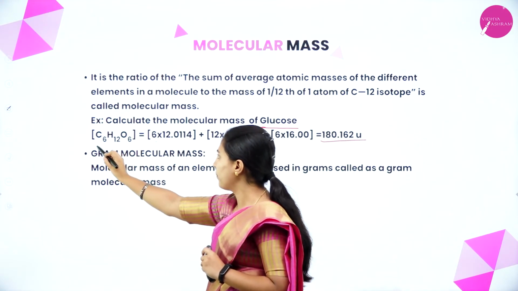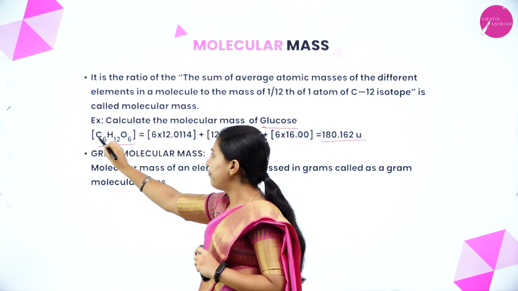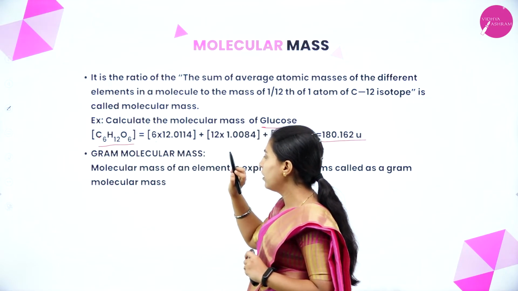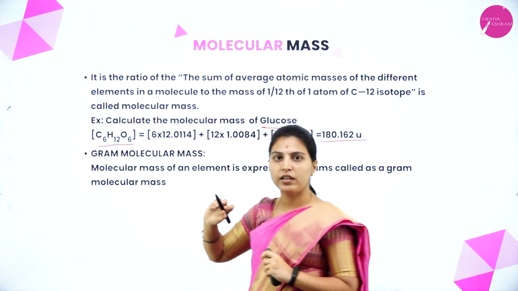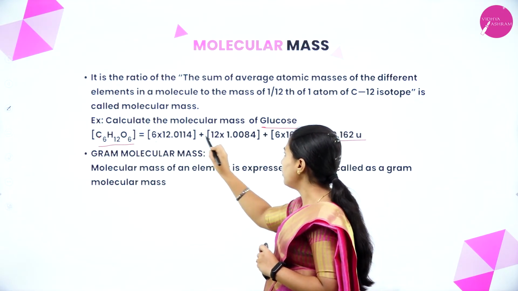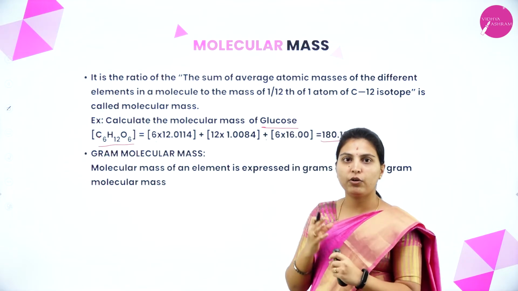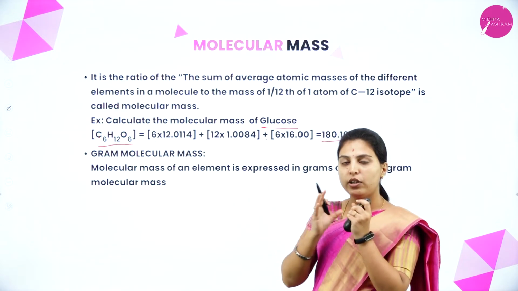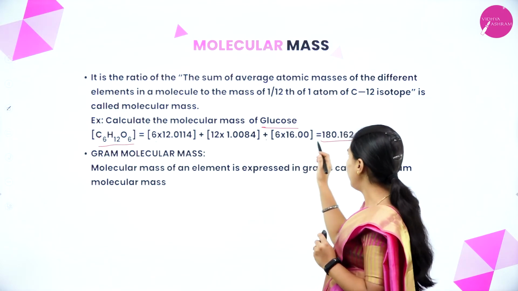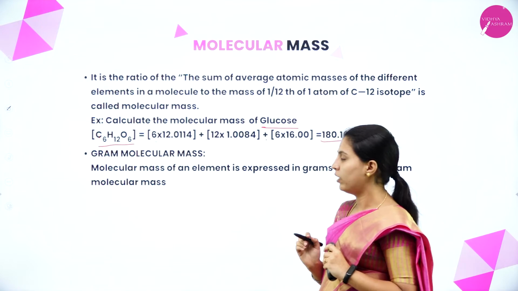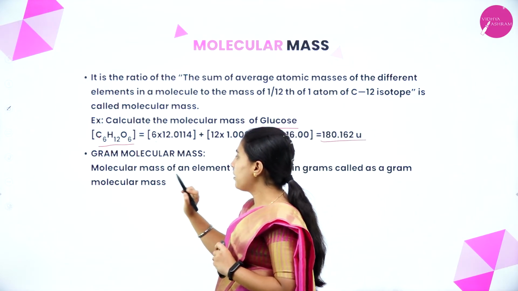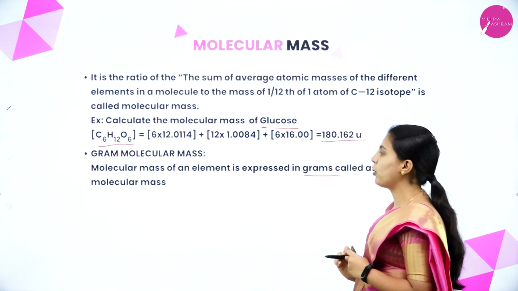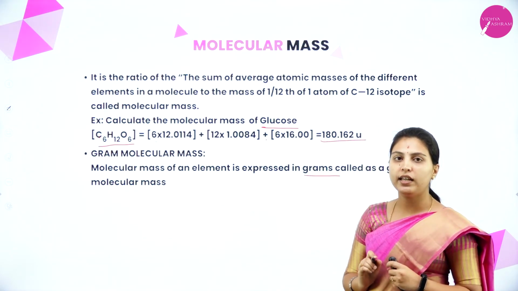This is a compound with different elements, correct? Each atomic mass is taken with the number of atoms. After taking all of them, you have to take the sum. Sum means you get the overall addition of the products that you have written here. That's all. What is gram molecular mass? If the molecular mass of a substance is expressed in grams, we call it gram molecular mass.